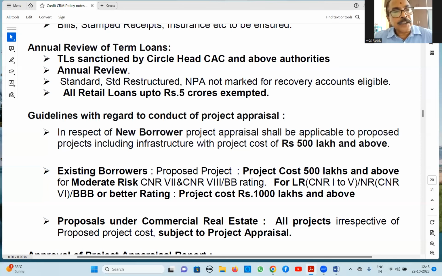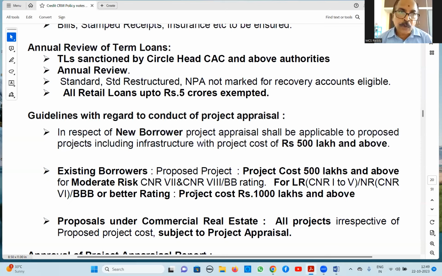And what are the loans eligible? Standard, restructured, NPA not marked for recovery. These are eligible accounts for annual review of term loans. And retail loans up to 5 crores are exempted. They need not up to 5 crores. Retail loans are not subjected to annual review.